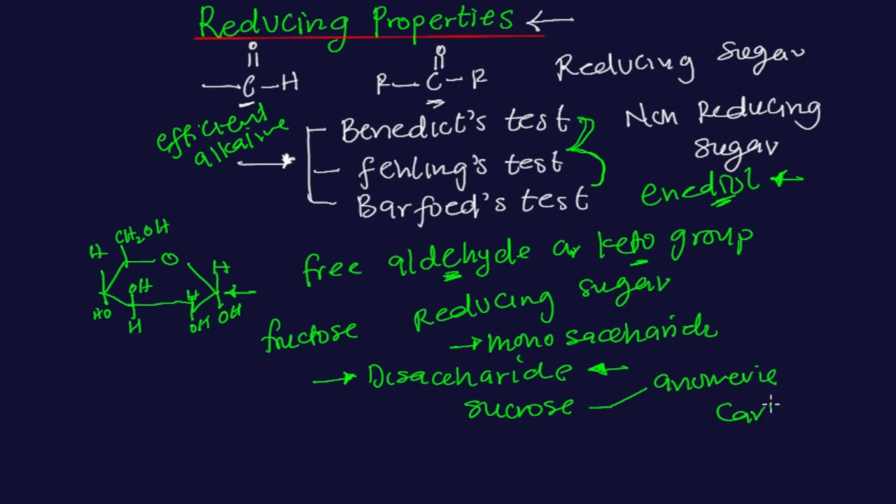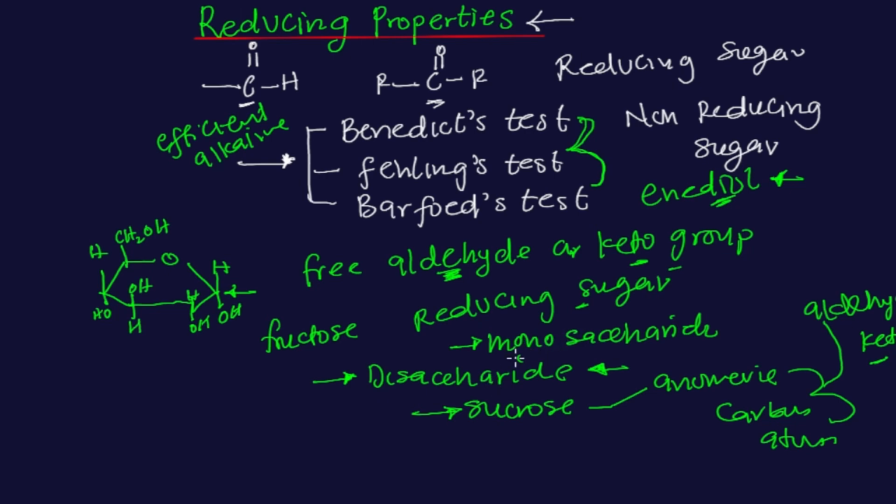So any sugar that doesn't have a free anomeric carbon atom does not have reducing property. Those sugars are said to be non-reducing sugars. For example, sucrose is a non-reducing sugar because it doesn't have a free anomeric carbon atom, that is, free aldehyde or keto functional group. But any sugar that has a free anomeric carbon atom, that is, a free aldehyde or keto group, is called a reducing sugar. That's just it.